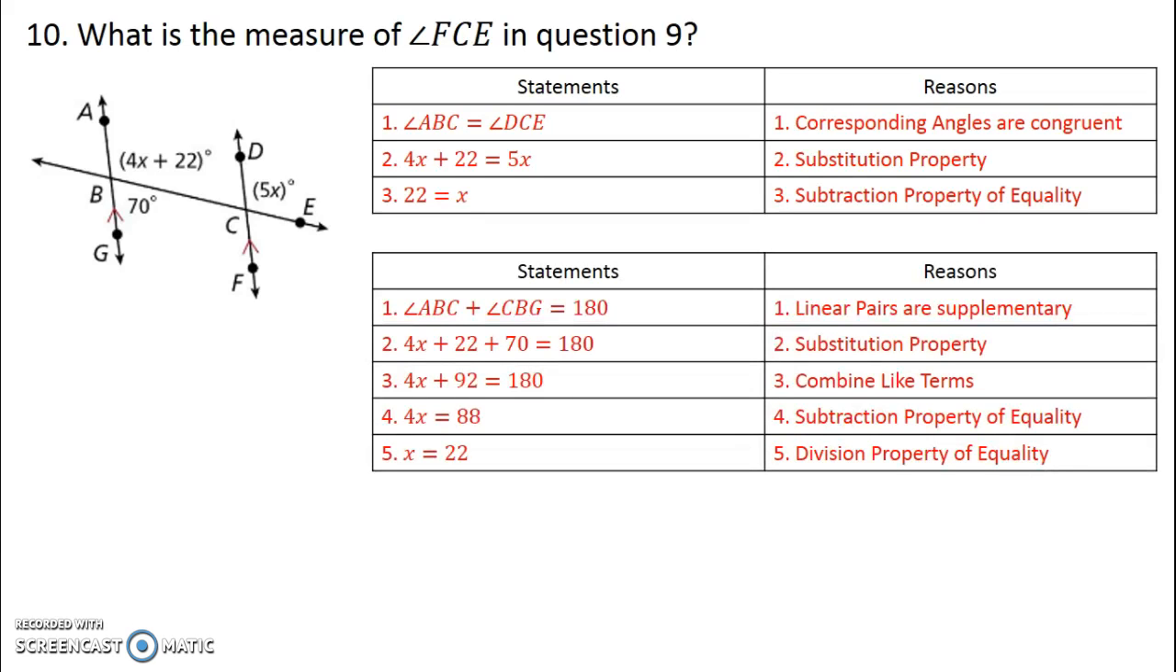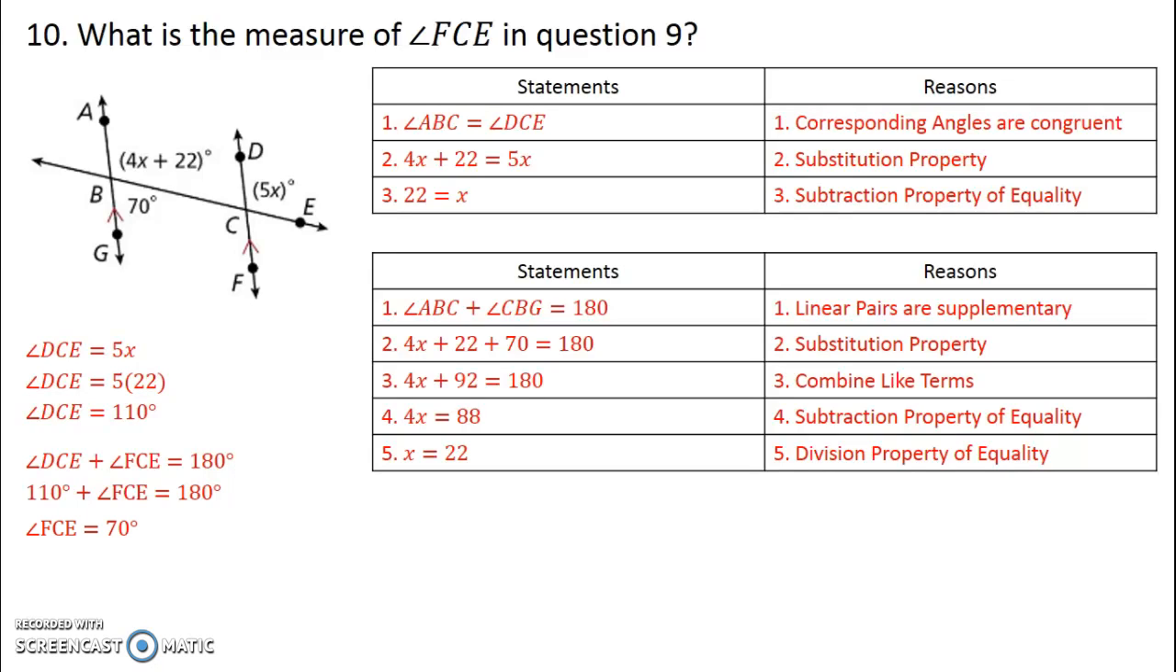So again, it doesn't matter which way you did it, but if I look in the picture, FCE is not labeled. DCE is, and it's 5x. But we know x is 22, so I could substitute that in. I know now that angle DCE is 110 degrees. DCE and FCE are linear pairs. They're adjacent and supplementary. So I could say, well, I know that means they add up to 180. So if I subtract 180 minus 110, I can find that FCE is 70.